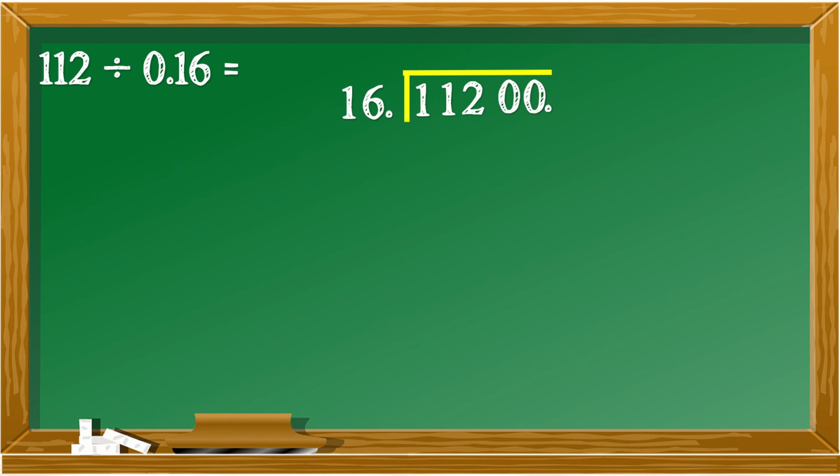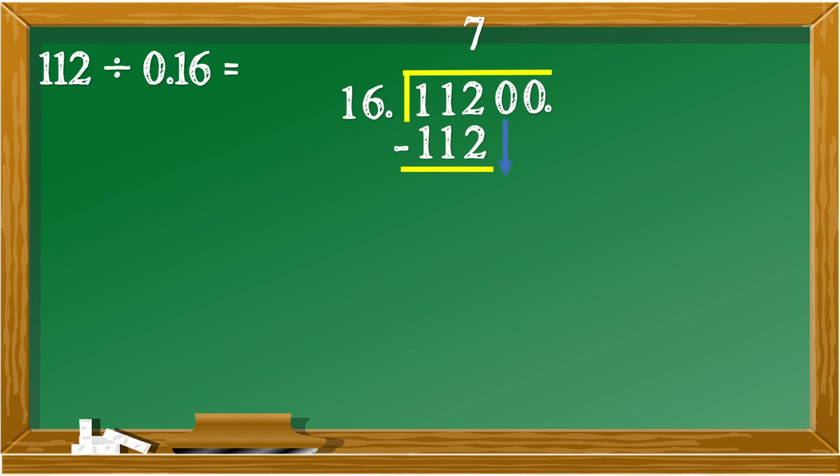We can now proceed in division. Since we have a 2-digit divisor, we will also get 2 digits from the dividend. But 11 is smaller than 16. So we need to include the third digit, which is number 2. So we have 112 divided by 16, and that is 7. 7 times 16 is 112. Subtract. 112 minus 112 is 0.